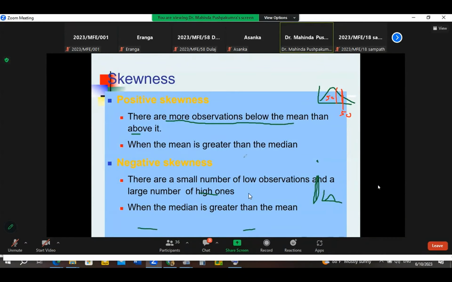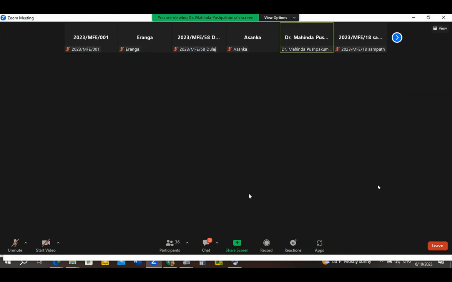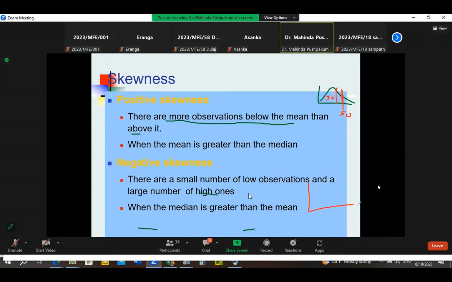Then the negative skewness means there are a small number of observations with low values, and a large number of observations with high ones. It is like this. Left skewed, or negative, the tail is in the left side. Median is greater than mean. I think I explained these things earlier also.